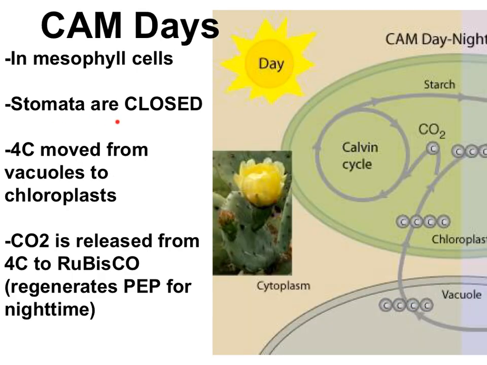Once the sun rises, the stomata are closed to minimize water loss. But now carbon dioxide can't come in. But it's not that big of a deal because of what happened at night. What CAM plants do during the day is transfer these 4-carbon pieces that were built and stored at night back to the chloroplasts from the vacuoles.